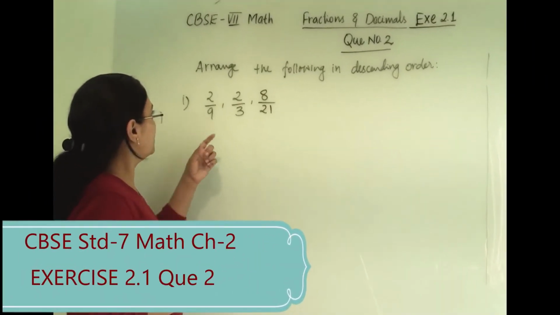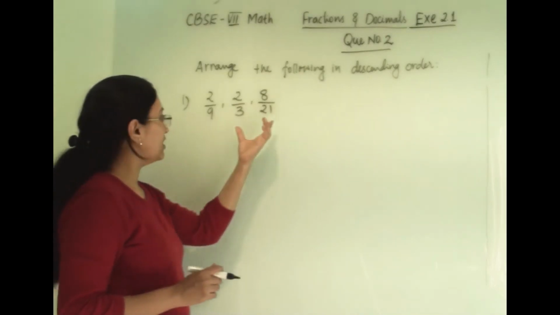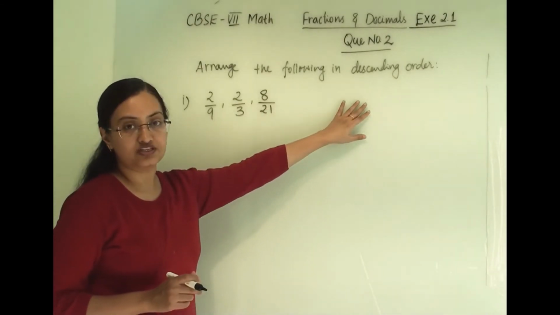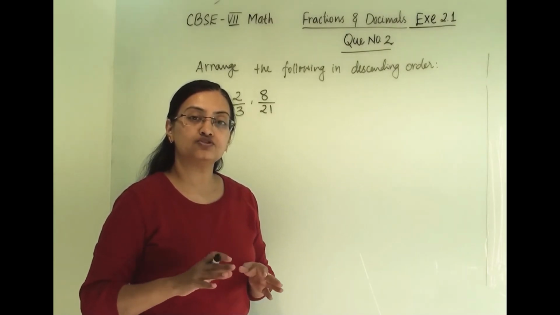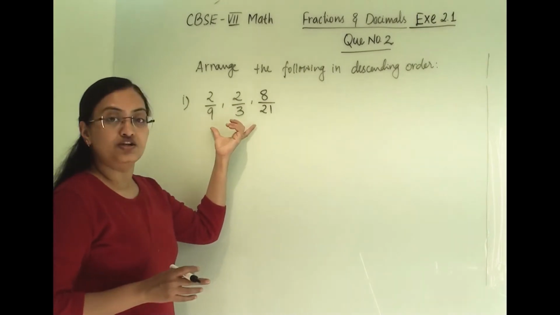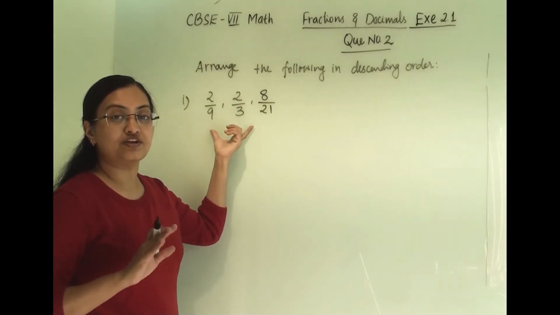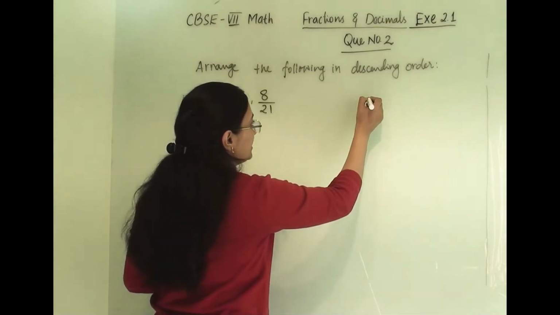Question number 2. Arrange the following into descending order. So here we have to arrange all these fractions into descending order. In all the previous numericals, it was easy for us to change them into like fractions. Here, these 3 denominators are different and here we have to take LCM. So how are we taking LCM?